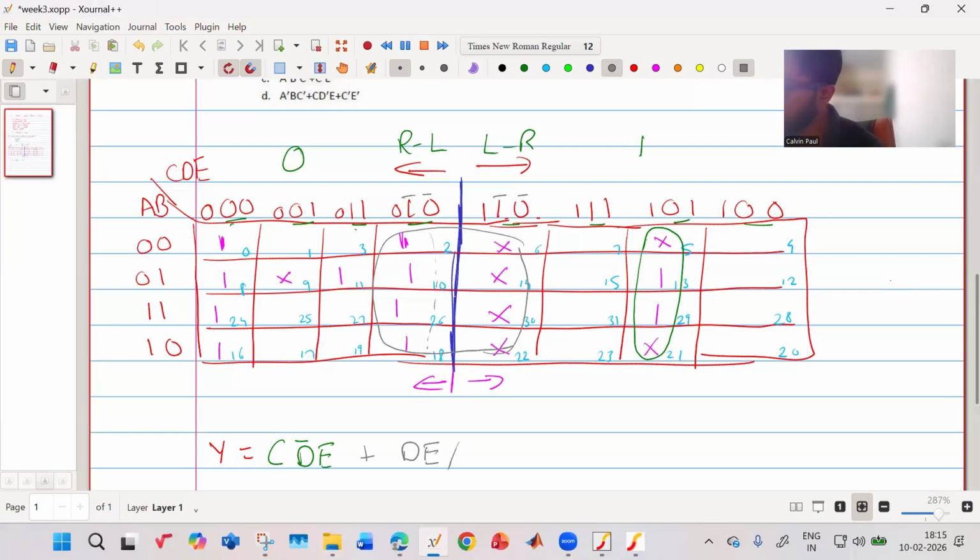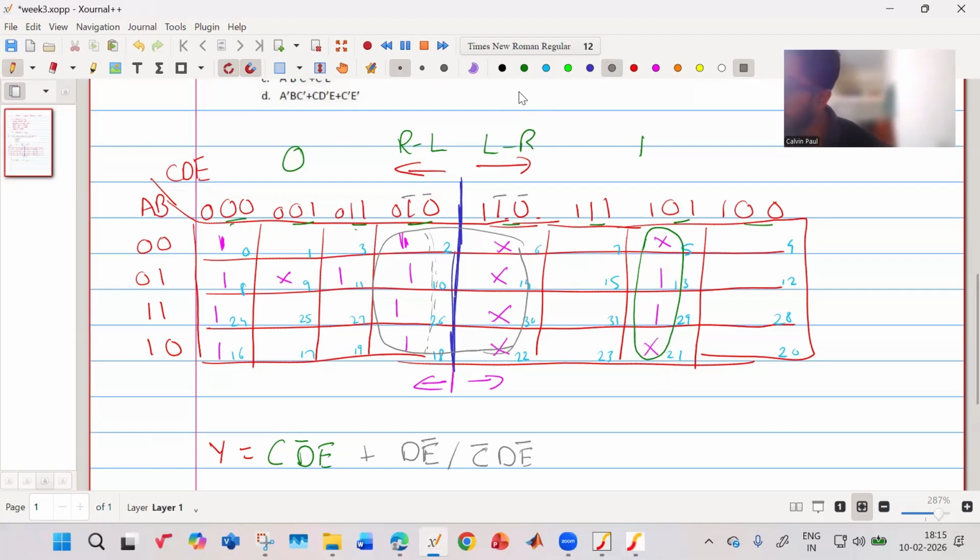Or what it could be is, since only the 111 is important, you don't care about them. If you want to work in that method, then this would be your C bar D. Okay, sorry, this is DE bar, and this is C bar DE bar. Okay, so this is for the gray part.